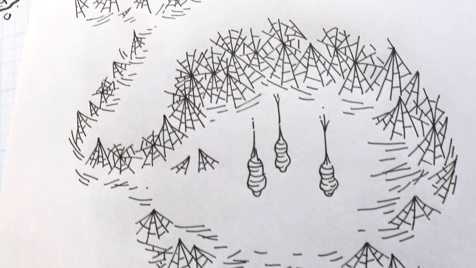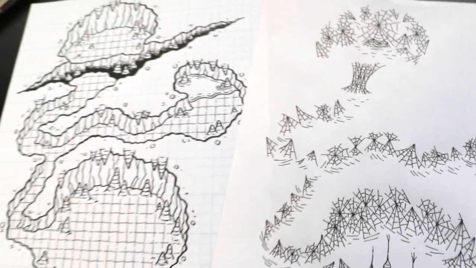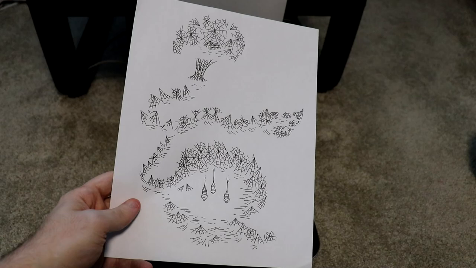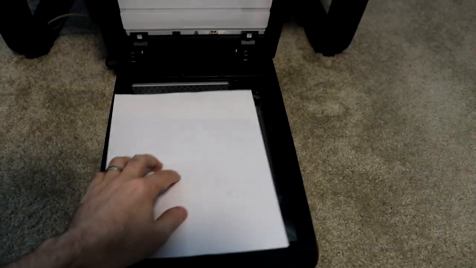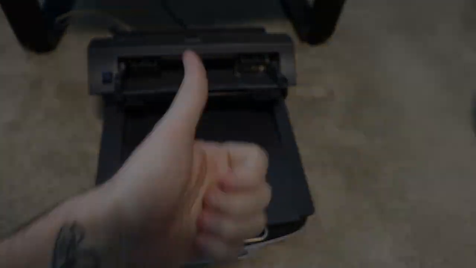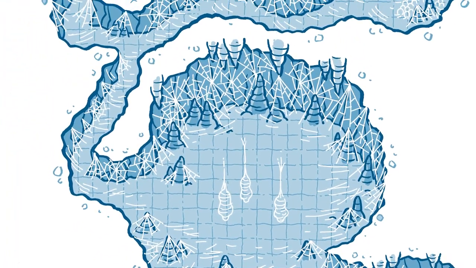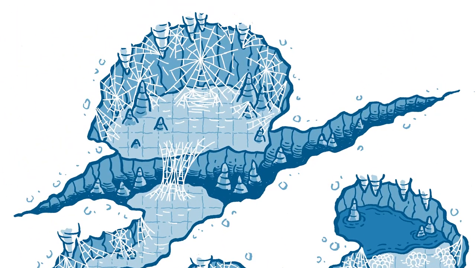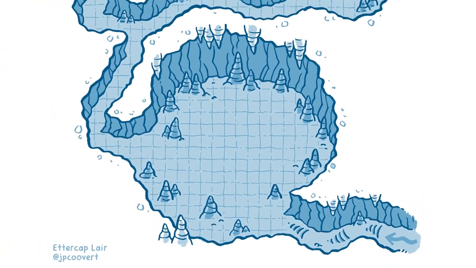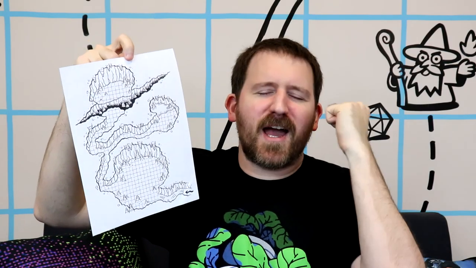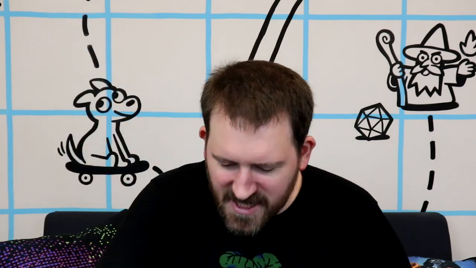Okay, so I've drawn the base cavern map and I have an overlay of all of these spider webs. Now I'm going to scan them into the computer, play with some colors, and then we have the final map. Yes, Ettercap lair map complete.